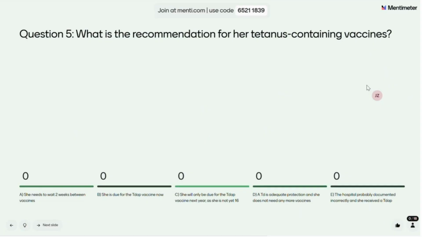Your choices are A, she needs to wait 2 weeks between vaccines. B, she is due for Tdap vaccine now. C, she will only be due for Tdap vaccine next year because she is not yet 16. D, a TD is adequate protection and she doesn't need any more vaccines. Or E, the hospital probably documented incorrectly and she got a Tdap.